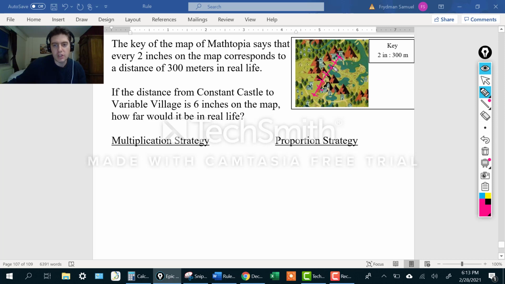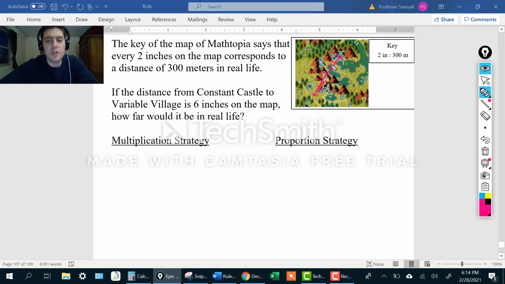Every 2 inches corresponds to 300 meters in real life. So if we have 6 inches over here, 1, 2, 3, 4, 5, 6, how far apart would they be in real life? Well, you might be able to figure out the answer by looking over here. Actually, you know what? Let's do it 3 ways, actually.